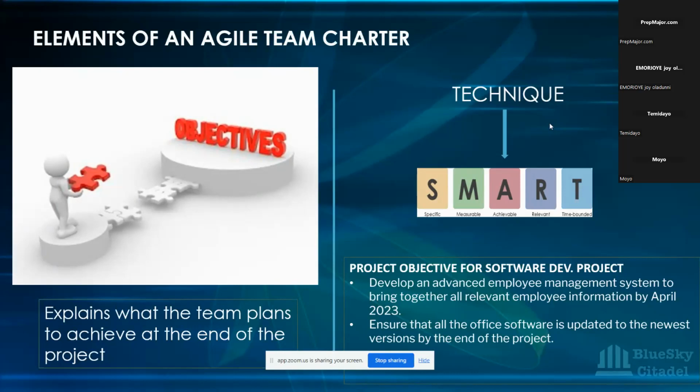You can also use some techniques to write this objective. You can always put the SMART technique at the back of your mind, and use it to guide yourself when you're writing the objective for your team. It just means that your objective must be specific to the project your team is working on, and it must be measurable, because at the end of your project, the team needs a clear way to look back and see if this project was successful.